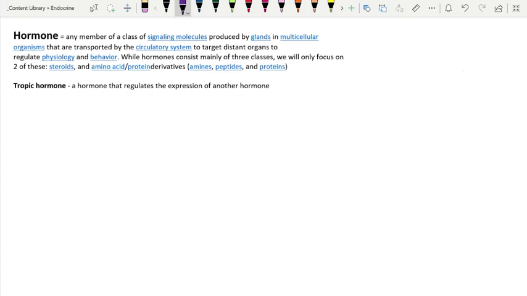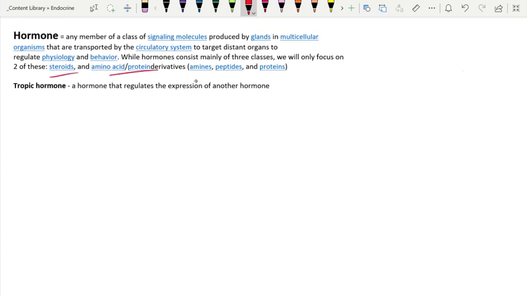And so I've got this definition up here. Any member of a class of signaling molecules produced by glands in multicellular organisms that are transported by the circulatory system to target distant organs to regulate physiology and behavior. It then gives some examples. We've got steroids and then amino acid and protein derivatives.